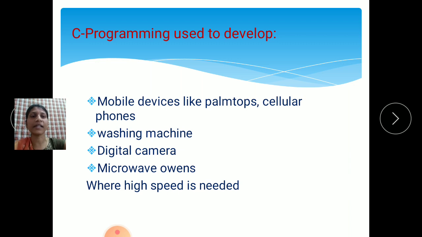Where high speed is needed, in which type of software high speed is needed, there we use the C programming language for preparing the software or the machines. That machine will work according to that code. Whatever code we fit in that device, according to that code the machine will work. For that purpose we use programming languages.